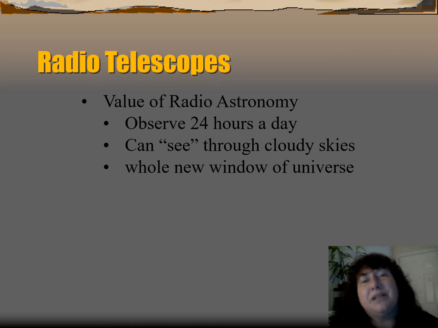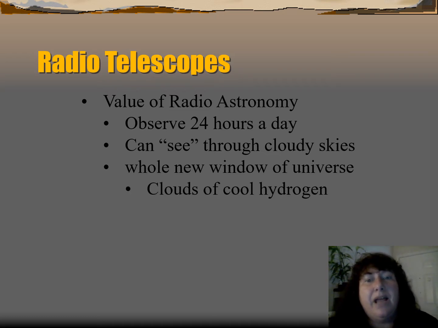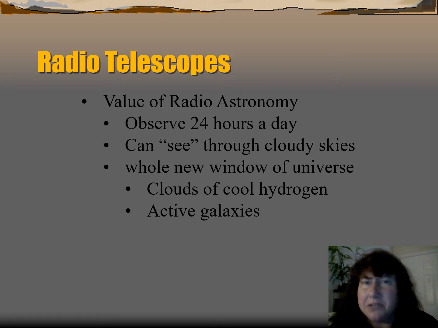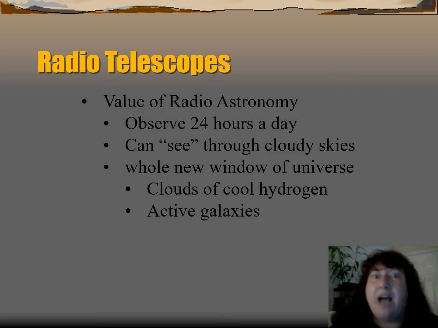Also, radio telescopes allow us to see things that we can't see in the visible range. So with radio waves, we can start seeing those dust clouds. We can start seeing more outlines to the Orion Nebula that you can't see with your visible telescopes. Some examples are clouds of cool hydrogen. We can also see what we call active galaxies. Active galaxies are galaxies that look like normal galaxies with a regular telescope. But when we look at them with a radio telescope, we see these jets of energy coming out of the center of these galaxies. It's quite astounding looking.